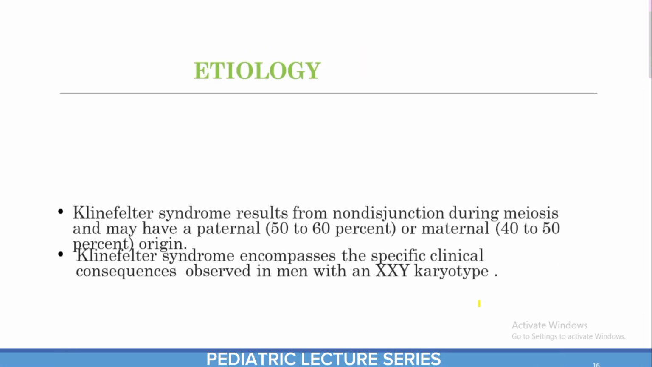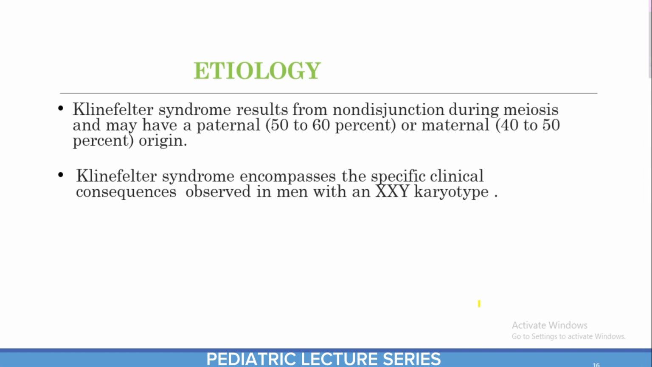So what is the etiology for Klinefelter syndrome? The major etiology is non-disjunction, which occurs during meiosis, and the percentage of the disjunction that results from a paternal side is 50 to 60%, as compared to the case of Klinefelter syndrome that results from the maternal disjunction in meiosis, which is 40 to 50%.